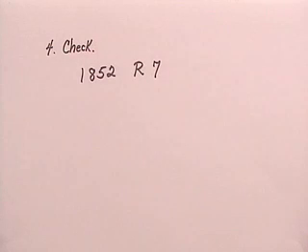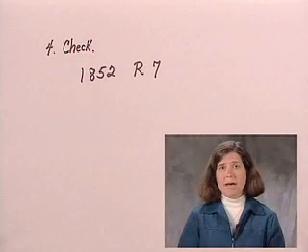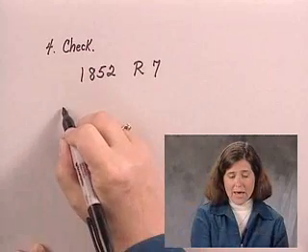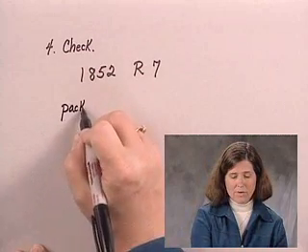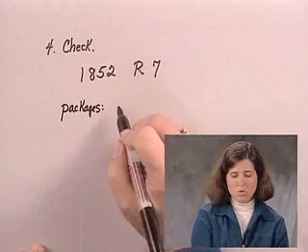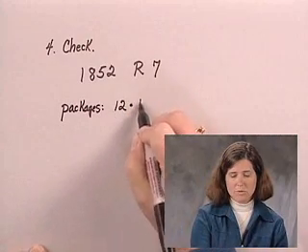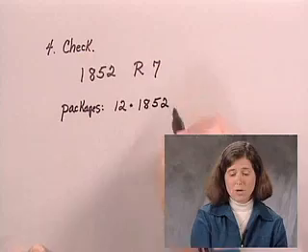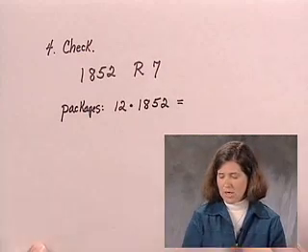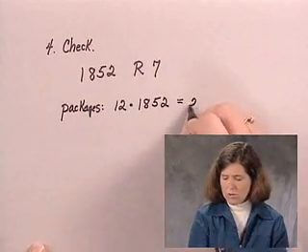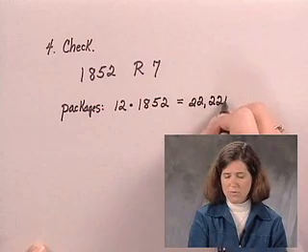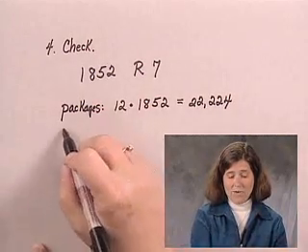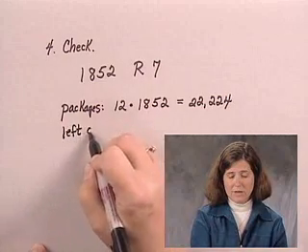we were looking for. The fourth step is to check our answer in the original problem. Now we have the answer of 1,852, remainder 7. That was n, or the number of packages to be filled. So in the packages, we would have 12 in each package times 1,852 packages, which would give us a total of 22,224 Ding Dongs. We have 7 left over.